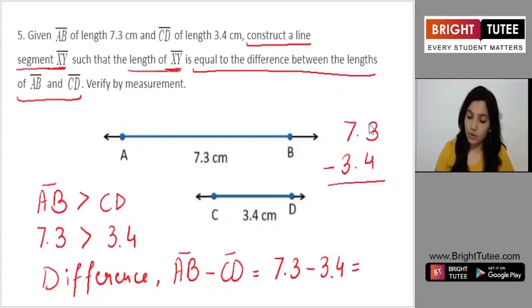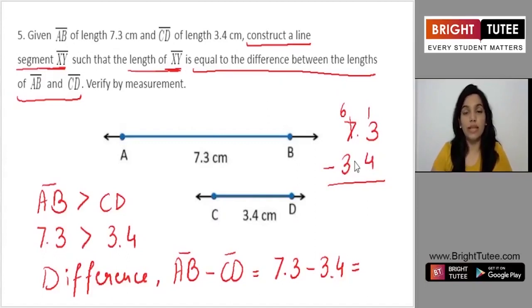So we cannot do 3 take away 4. So we carry a number from the number sitting on the left side. So now what do we need to do? We need to do 13 take away 4. Is that right? So 13 take away 4 is 9.